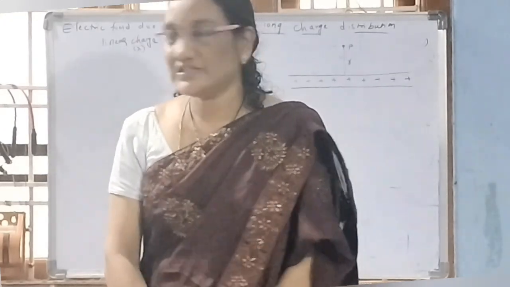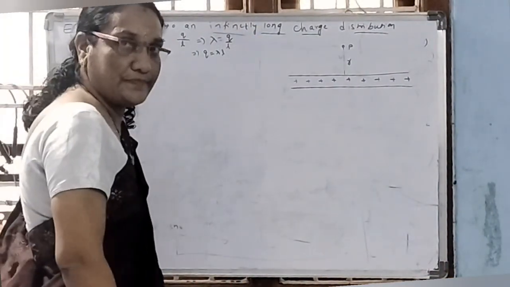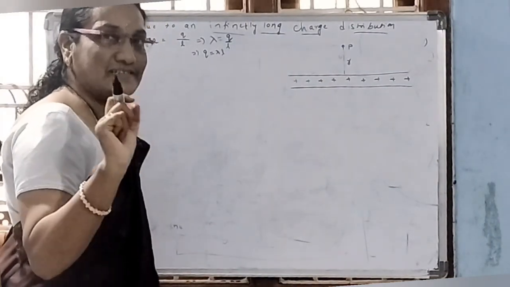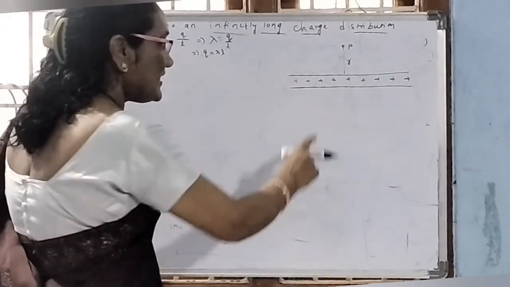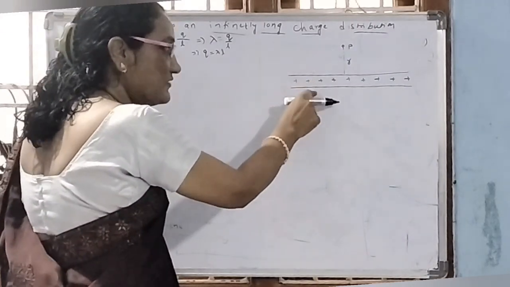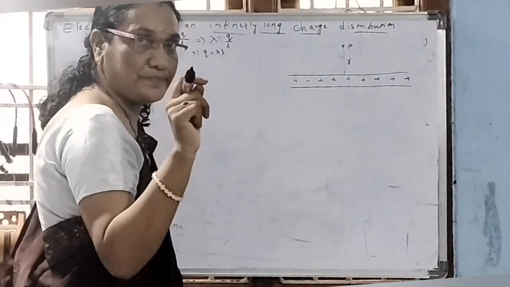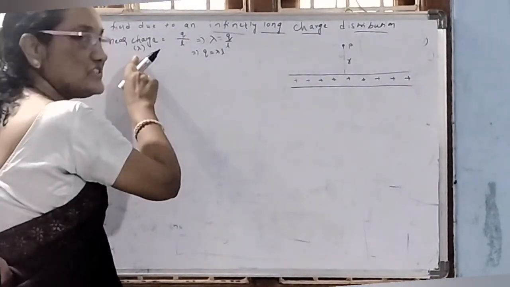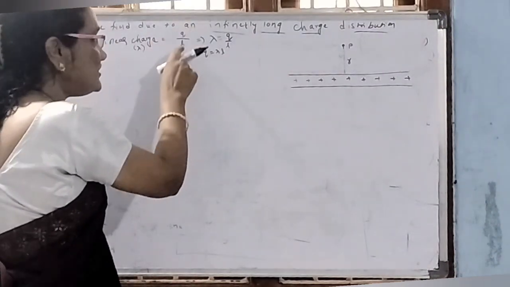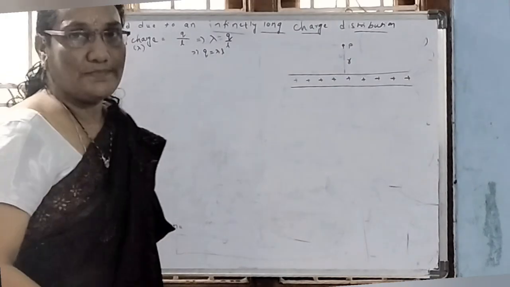The first application of Gauss law is the electric field due to an infinitely long charge distribution. For that, let us consider a line charge. Let us consider an infinite line charge on which charge is uniformly distributed, and this has linear charge density lambda. The linear charge density means charge per unit length. So lambda equals Q by L, so Q equals lambda L.